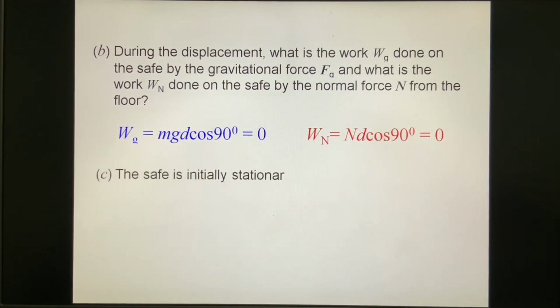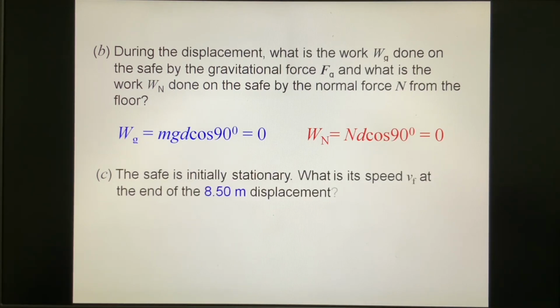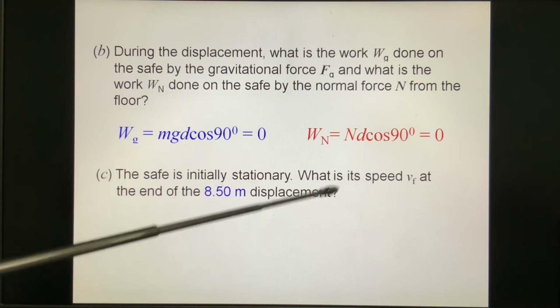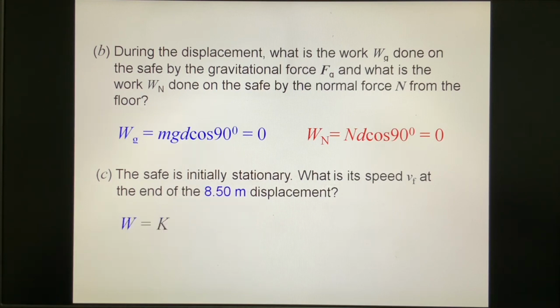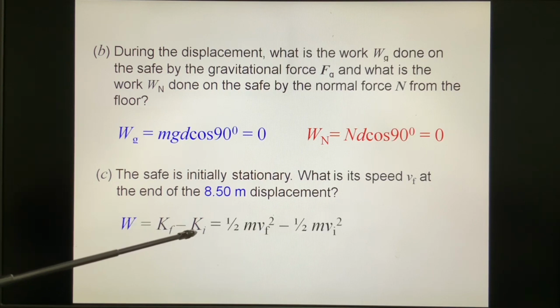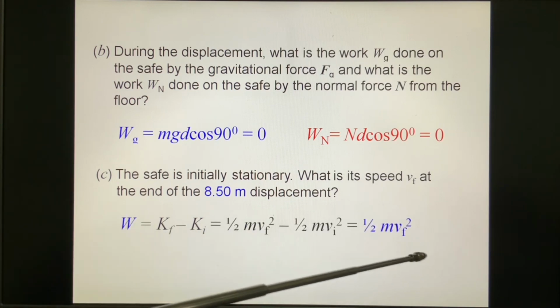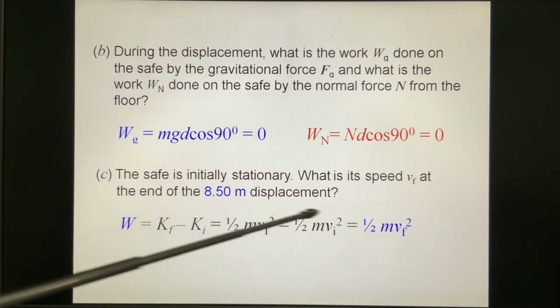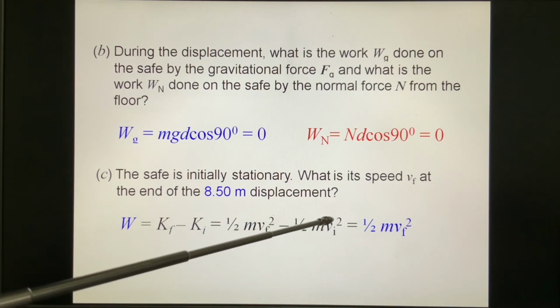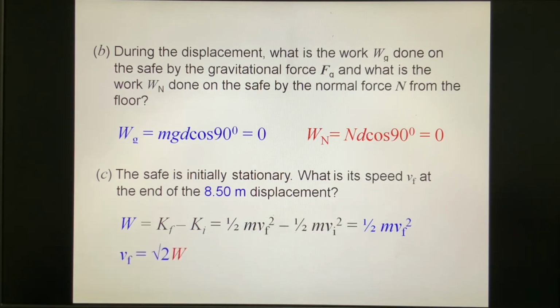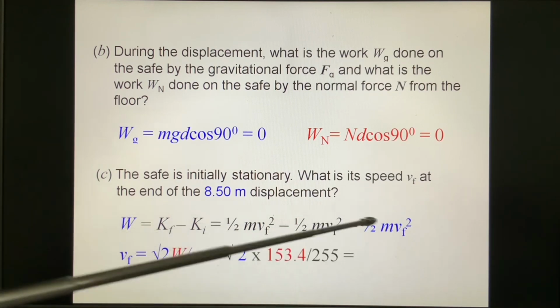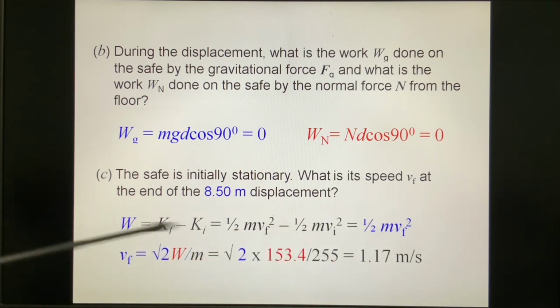Question C. The safe is initially stationary. What is its speed, v final, at the end of the 8.50 meter displacement? So we have the work equal to the kinetic energy change. We put this number in, and we get a sum. Vi is 0 initially, so we get this number easily. Okay, W over m square root.